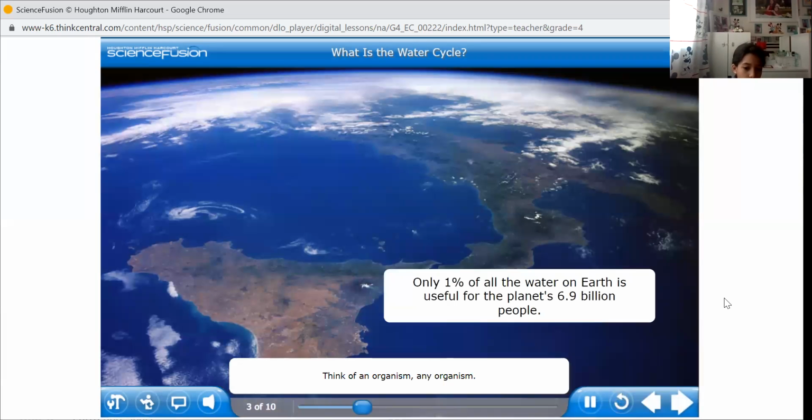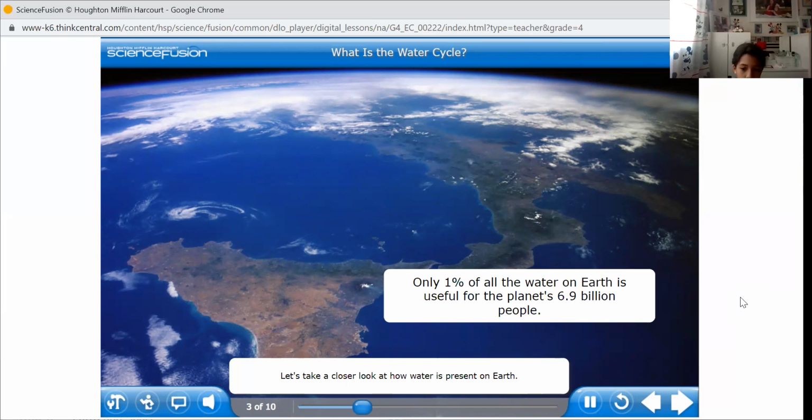Think of an organism, any organism. No matter which one you've got in mind, it needs water. That's because all life on Earth needs water to survive. Although there seems to be plenty of water on Earth, most of it is salt water. In fact, only about 1% of Earth's water is fresh.